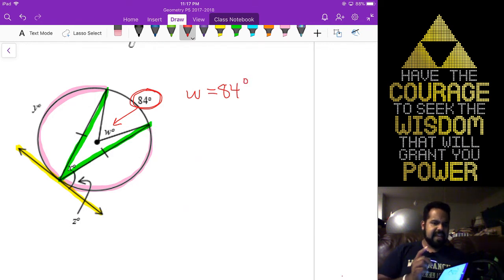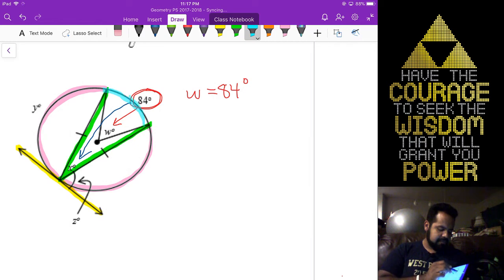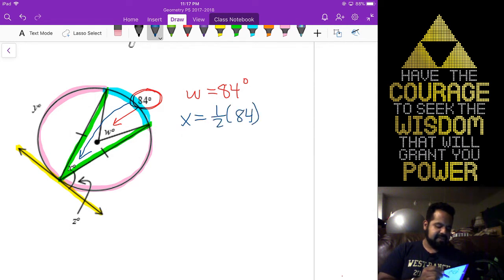Now you'll notice that X is in that corner at the edge of the circle. So it forms the arc with 84 degrees, which let's highlight in blue. So X is going to equal 1/2 of that 84. Half of 84 gives us a nice 42 degrees.